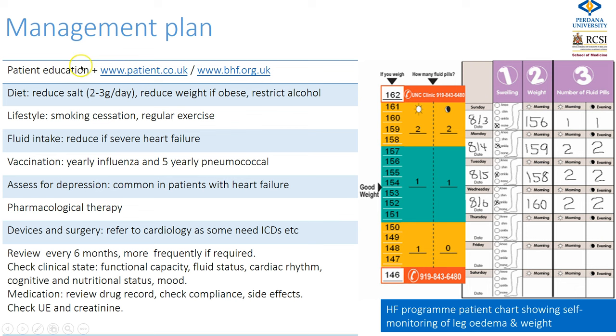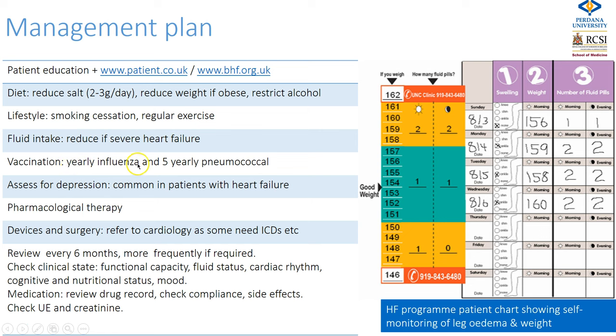Let's look at an overall management plan. You can see examples of these on both these websites, Patient UK and the British Heart Foundation. Patients should reduce salt intake and reduce weight if they're obese. They should certainly restrict alcohol intake. They should stop smoking if they're smokers and try to take regular exercise. They should watch their fluid intake, especially if the heart failure is severe.